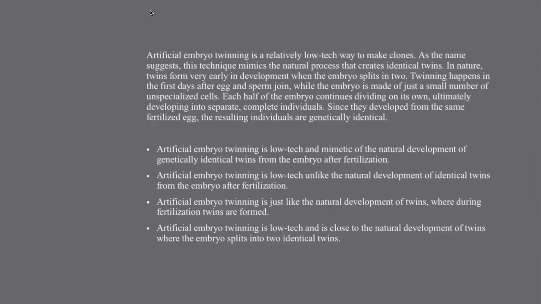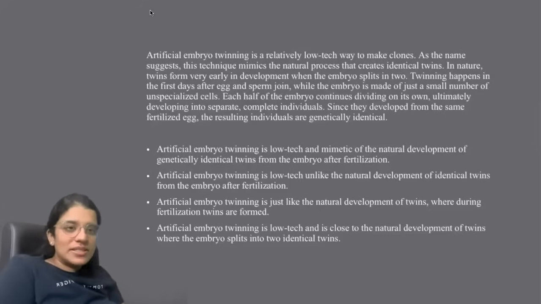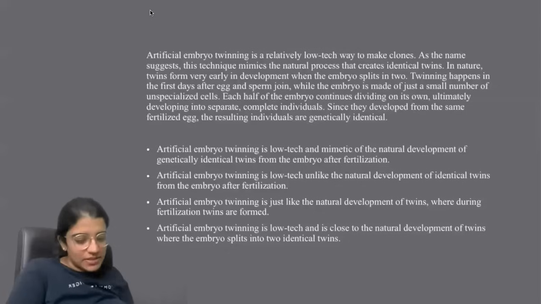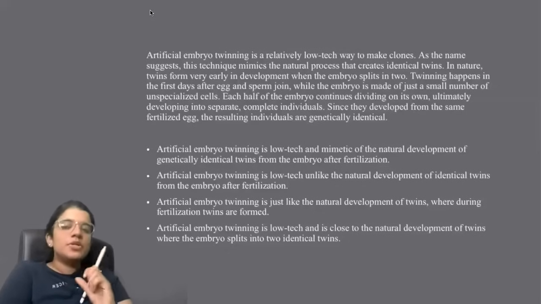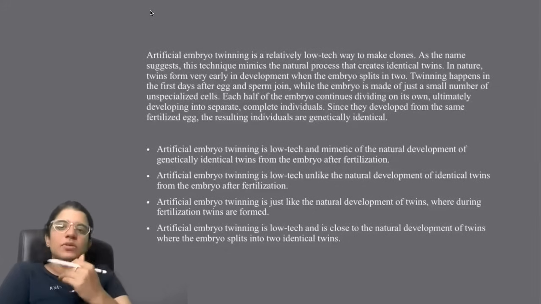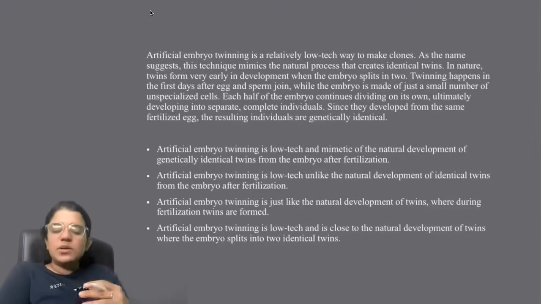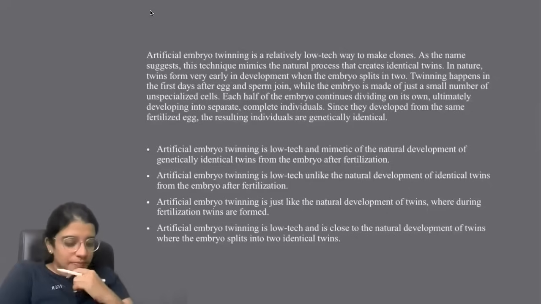Artificial embryo twinning is a relatively low-tech way to make clones. As the name suggests, this technique mimics the natural process that creates identical twins. Right? This artificial embryo twinning process completely mimics, copies, the natural process, right? And that's how it creates identical twins.